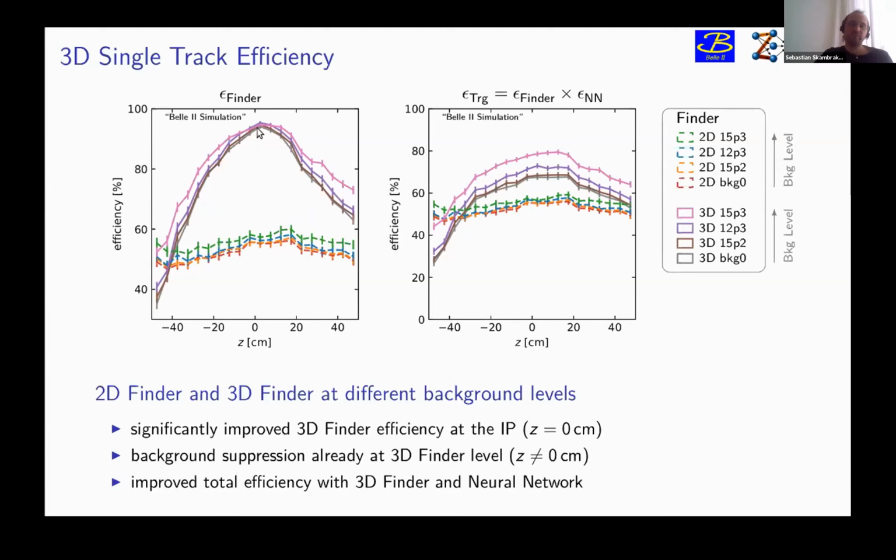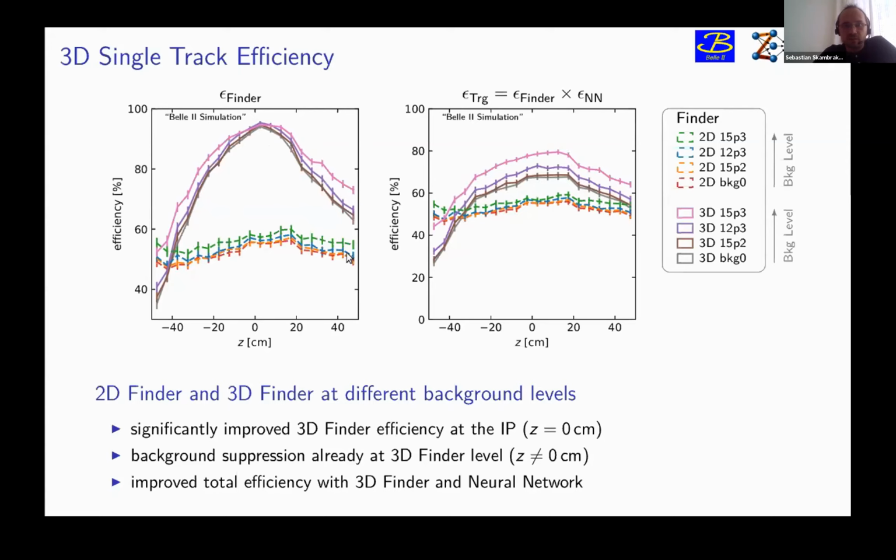And this is very beneficial because you find here a much larger track finding efficiency with the 3D finder at the IP. But if you go away from the IP, you already achieve background suppression at the track finding level, which is not possible with the 2D finder, of course, because it's only using the axial hits. So the efficiency of this 3D finder is quite good.